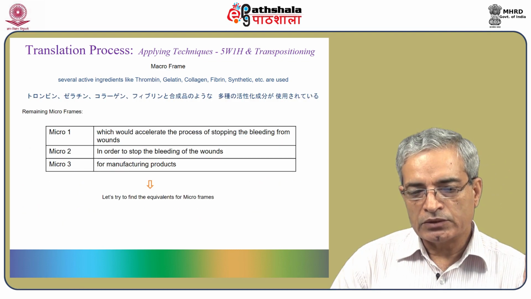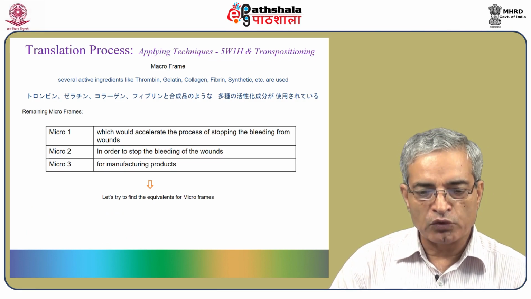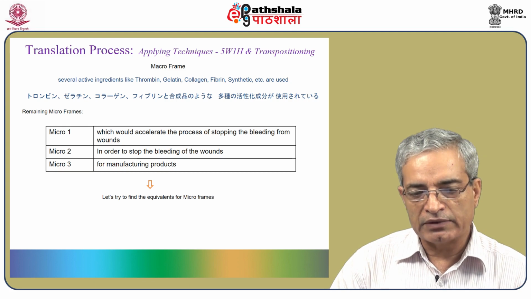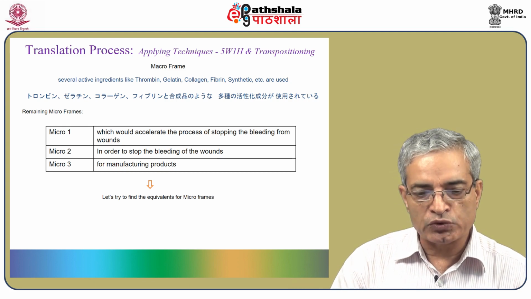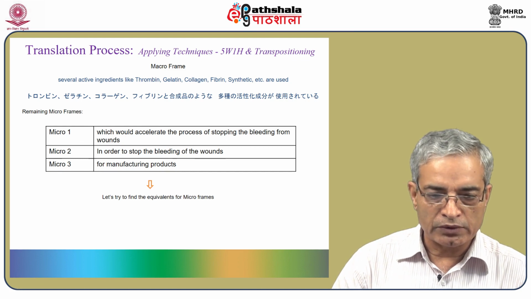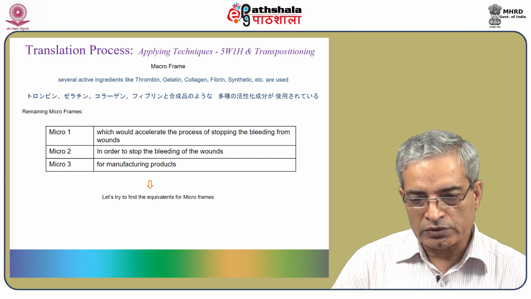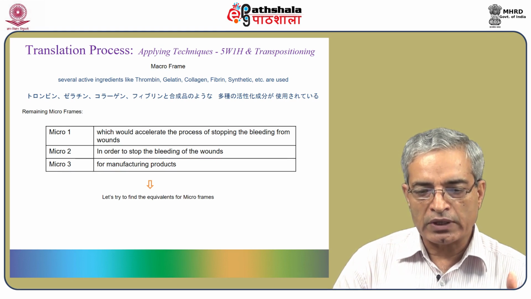You know, by applying these techniques, we could get the macro frame, that was several active ingredients like A, B, C, D, etc. are used, in English, and in Japanese also, thrombin and then zerachin and then all those no yona and then tashu no kase ka seibun ga shio sareteru.